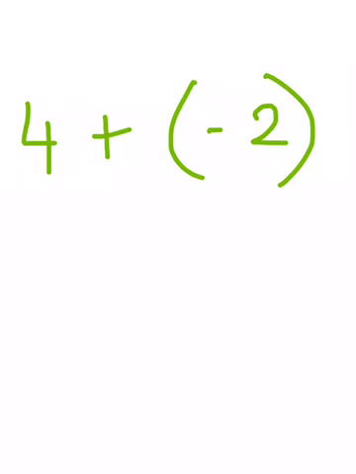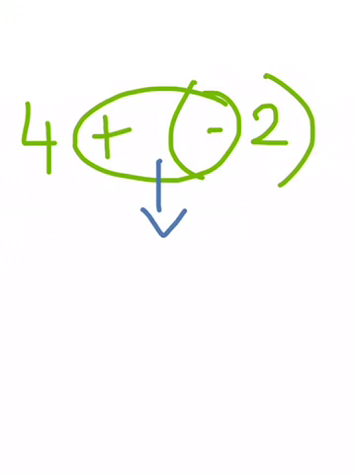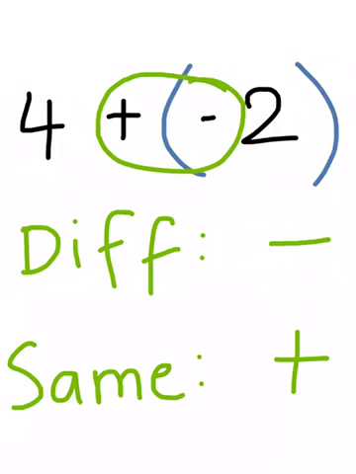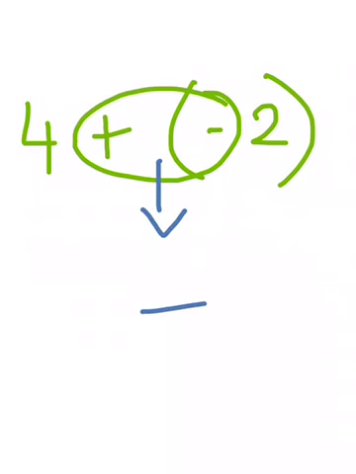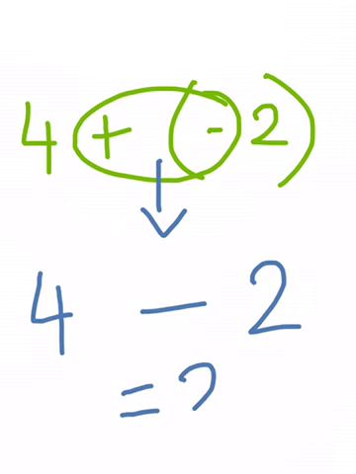If we go back to that question, we've got 4 plus negative 2, or 4 plus take 2, however you want to say it. These two are different, so they become one symbol. Different symbols, if we go back, become a takeaway. So that becomes a takeaway, and the numbers on either side stay exactly the same. So 4 plus a negative 2 is exactly the same as saying 4 take 2, which is just 2.